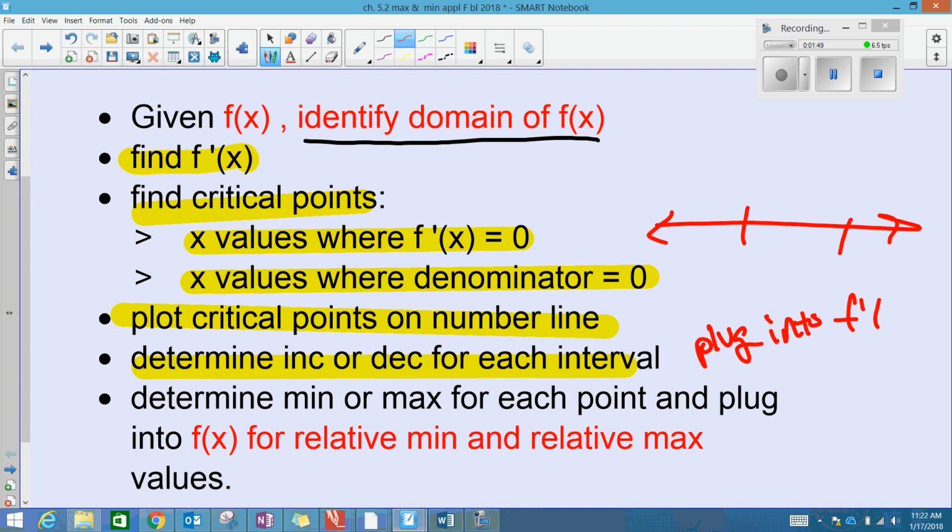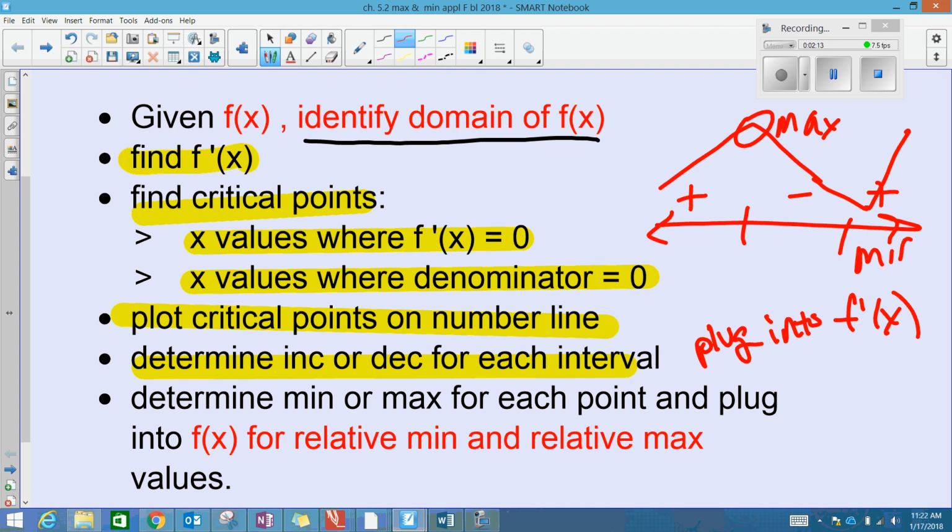And then we determine min or max for each point. Remember, when we've determined increasing or decreasing, we've determined positive or negative, and the max or mins refer to what's happening at each point. If it's increasing and then decreasing, then we know that's a max. If it's decreasing and then increasing, then we know that's a min. Okay, so again, just a little refresher here.